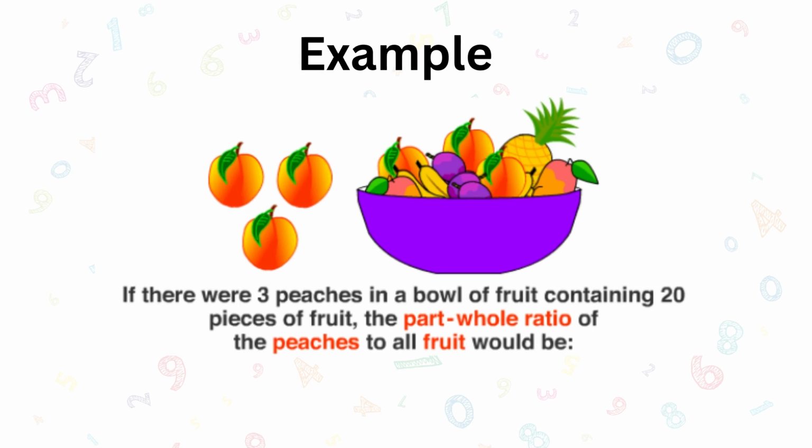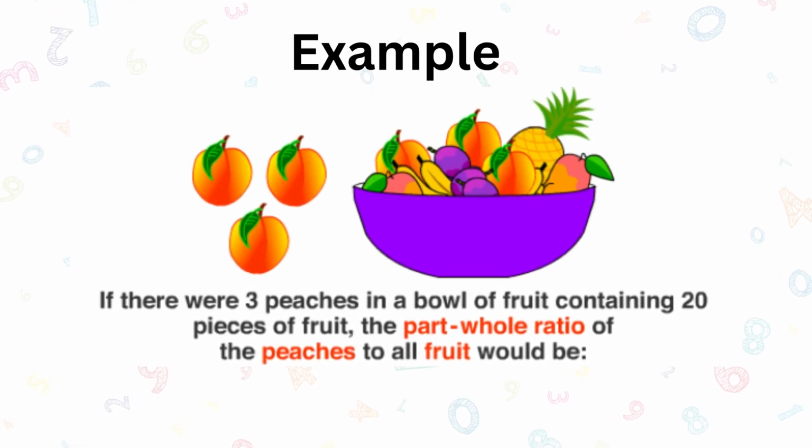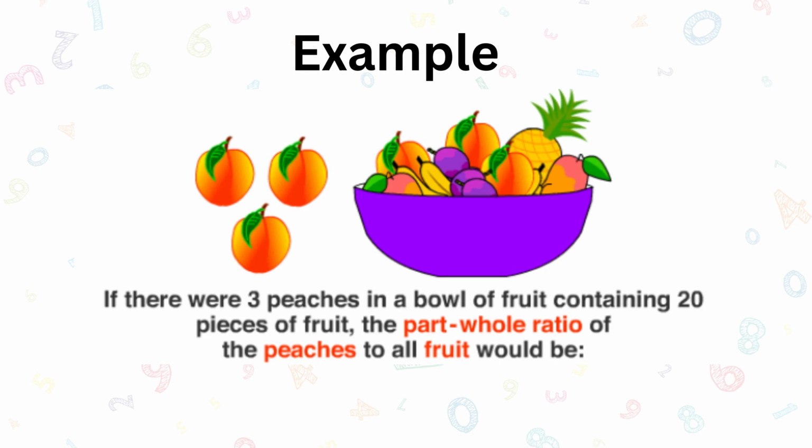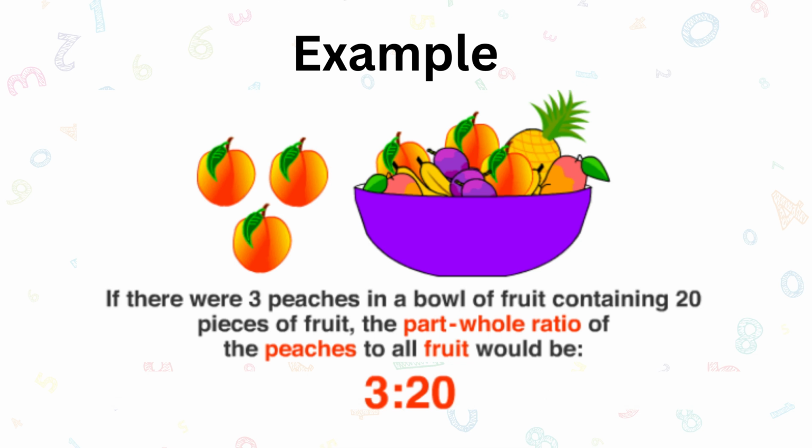Let's look at an example. If there are 3 peaches in a bowl that contains 20 pieces of fruit in total, what is the part-to-whole ratio of peaches to all the fruits? Remember, we compare the number of peaches to the total number of fruits. So the part-to-whole ratio is 3 to 20.